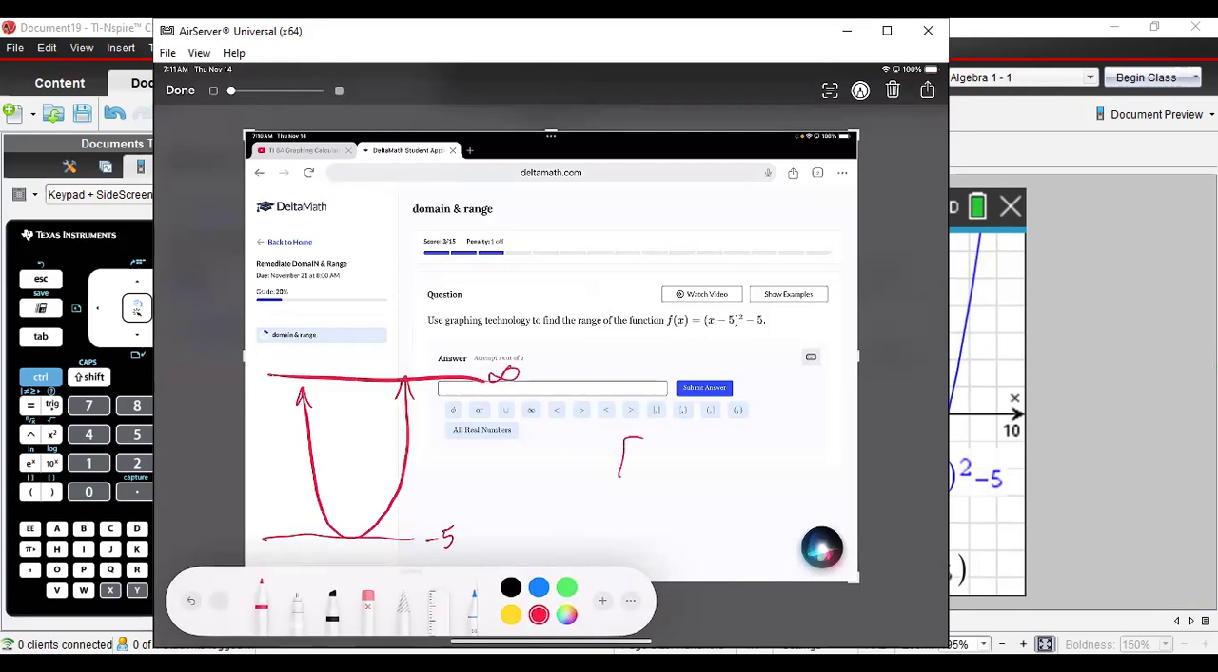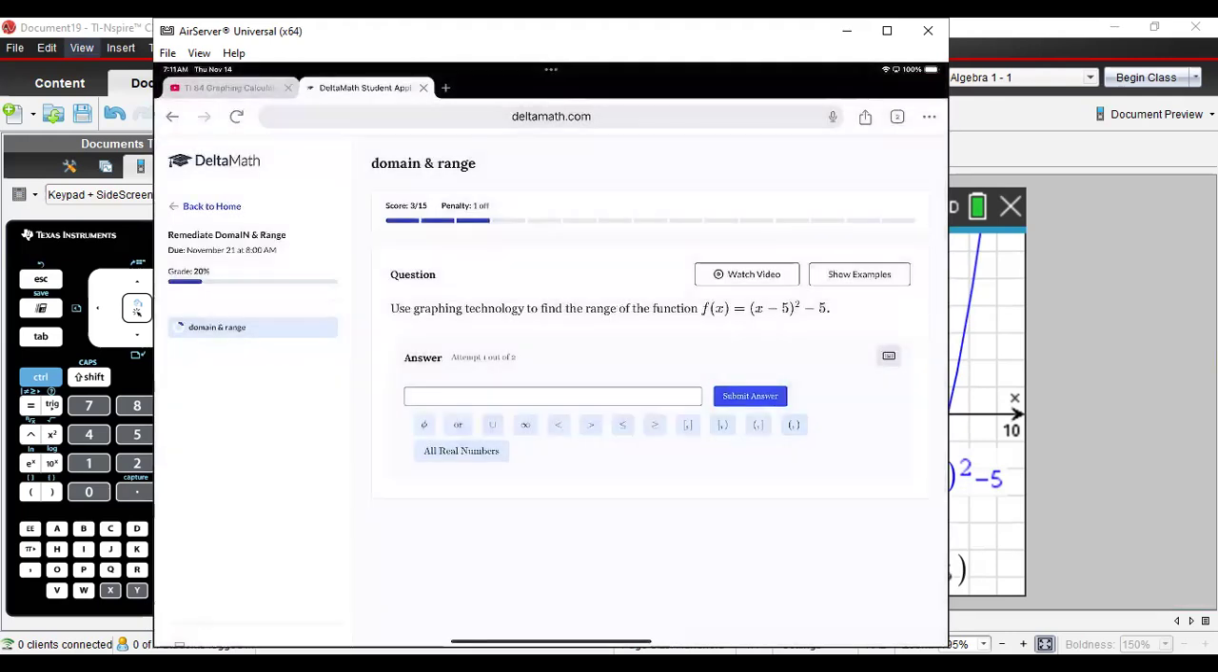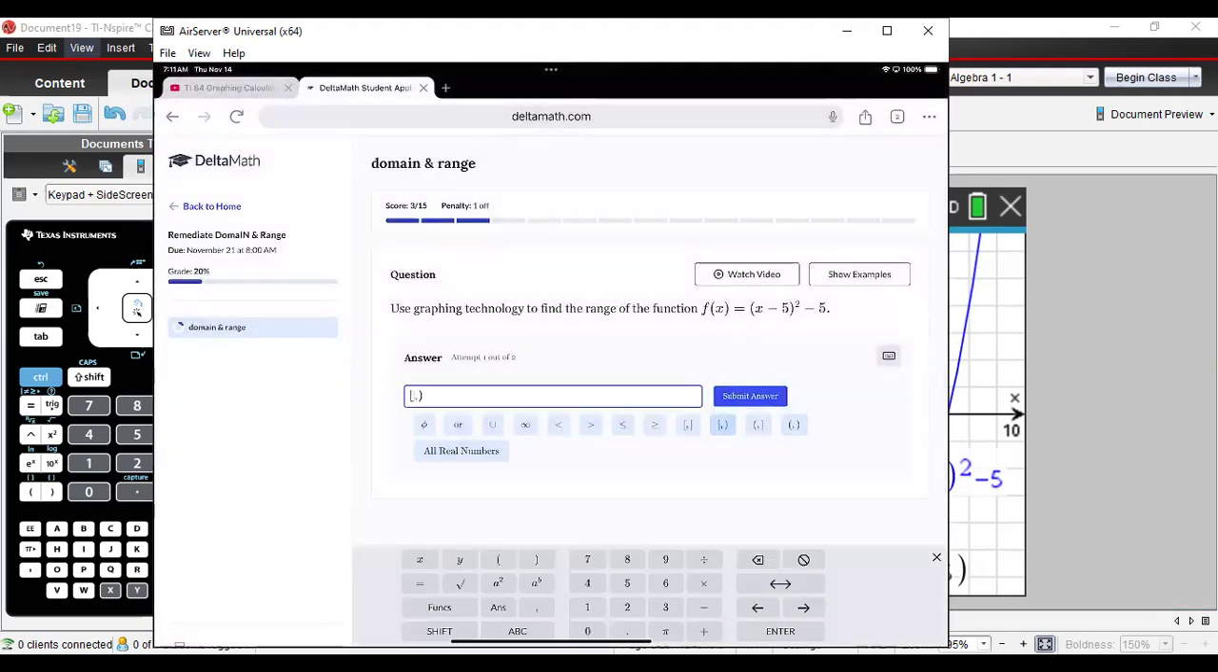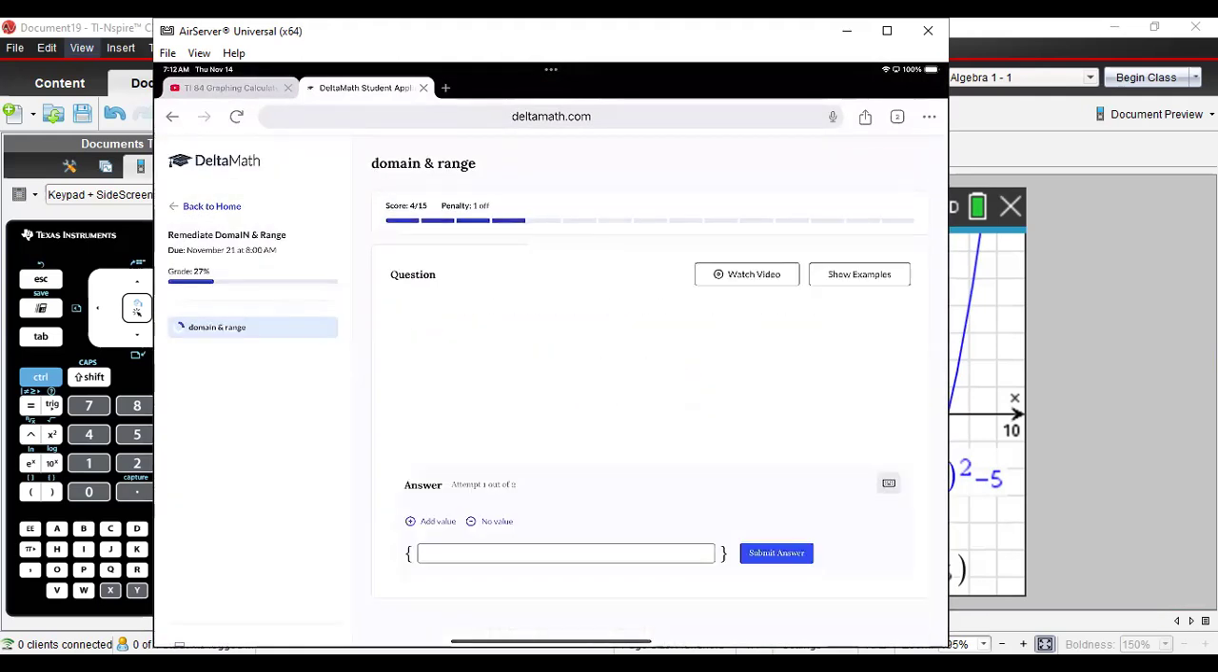So you're going to do bracket -5. Always start from the bottom and go to the top, right? So that would be what we're going to do here. Let's delete this. And then we need the bracket. And then it goes from a -5 to a positive infinity. And we submit it, and it says, nice job.